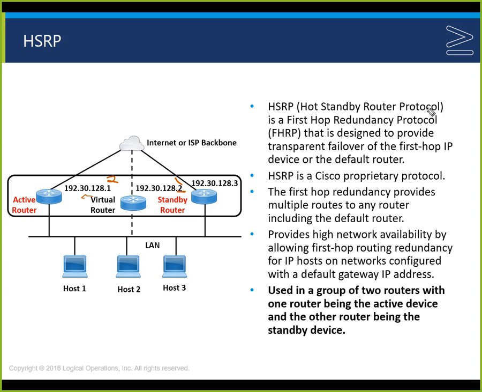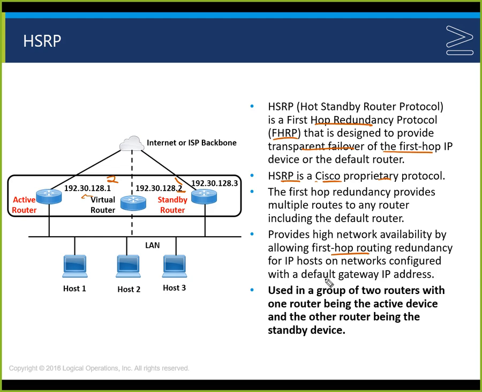HSRP, Hot Standby Routing Protocol, is a first hop redundancy protocol, FHRP, to provide a transparent failover of the first hop IP device or the default route. Okay, that means just exactly what I said. The router that we're using goes down, then the backup router, the standby router, is going to come up. HSRP is Cisco proprietary, provides multiple routes to any router, including the default route. High network availability by allowing first hop routing redundancy.